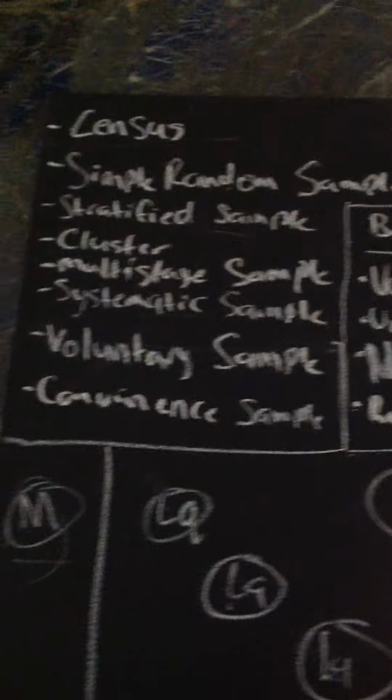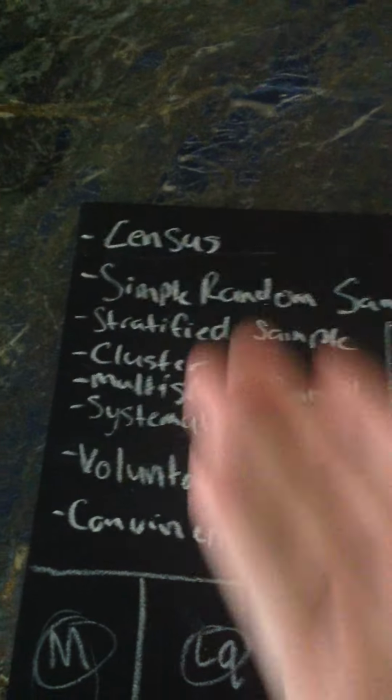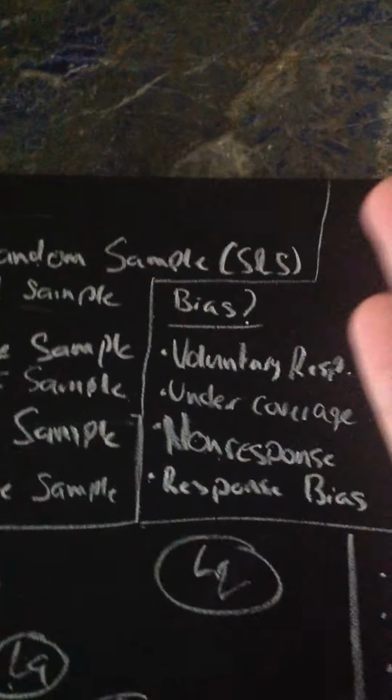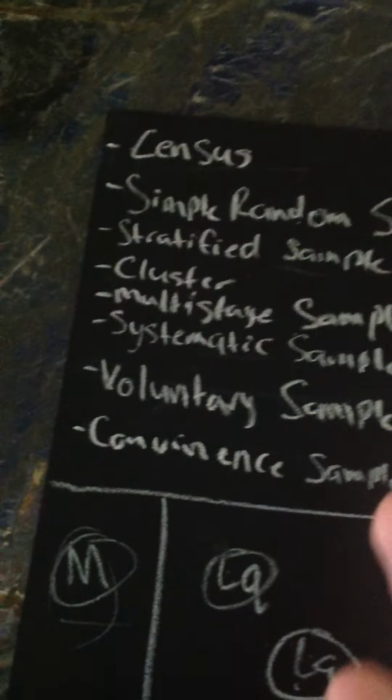So, let's quickly go over. These are the types of samples you have. This is the kind of bias you can get. And these are some other definitions that we had in the homework that could be confusing if you didn't look at the definition in the book, which is kind of boring.